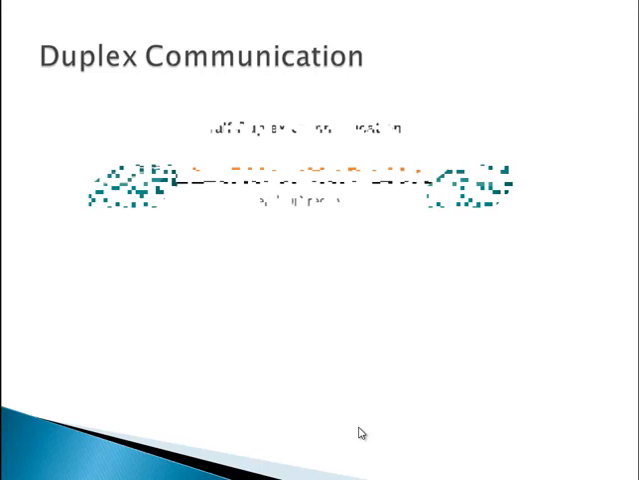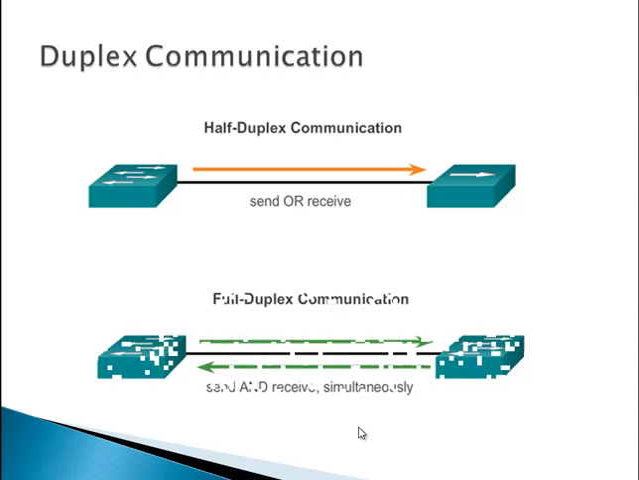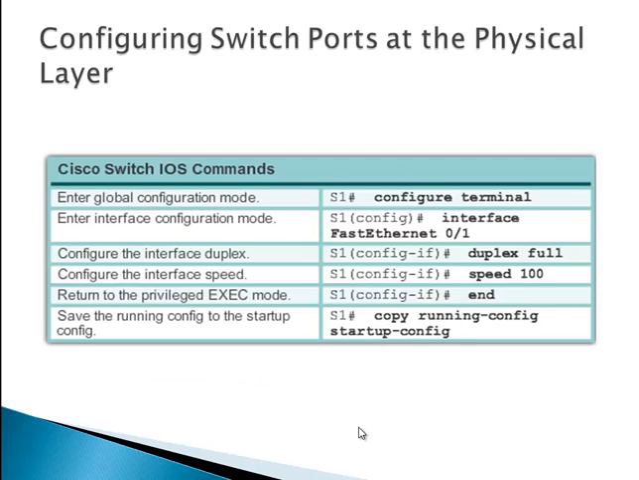Now duplex communication, remember there was a half duplex communication where one device can send or receive. It can't do both at the same time. It's like a walkie-talkie. One is actually speaking and the other one is listening. They can't both speak at the same time. Another type is full duplex. This is like a mobile phone conversation where everybody can talk at any time. So send data and receive data simultaneously.